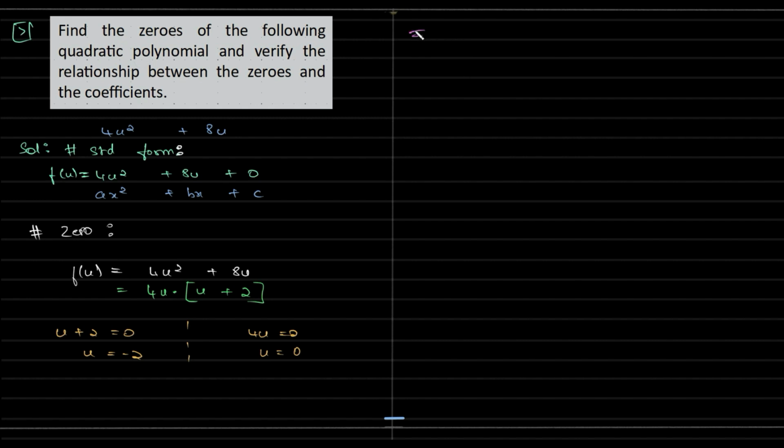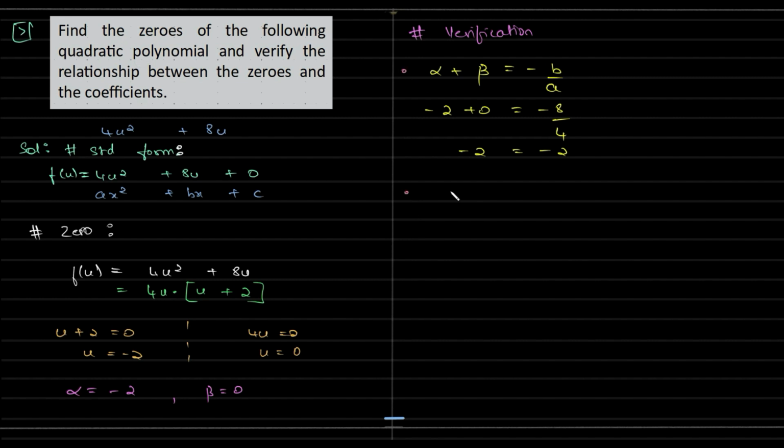The next thing is verification. So let me write this. Alpha is equal to minus 2 and beta is equal to 0. So now we have the verification. Verification goes like this: alpha plus beta being equal to minus b by a. Alpha is minus 2, beta is 0, minus b is minus 8, and a is 4. So minus 2 is equal to minus 2. Make sense? That's my first term.